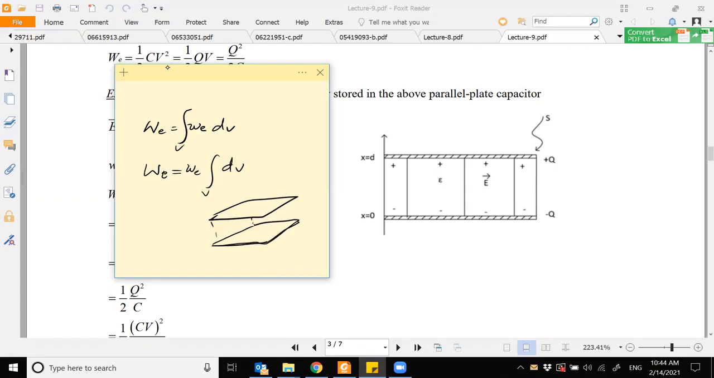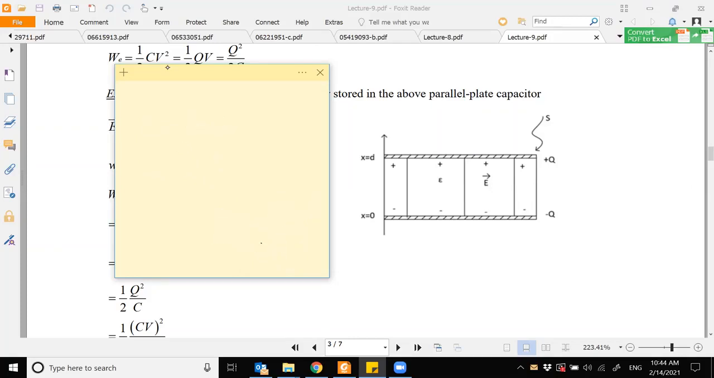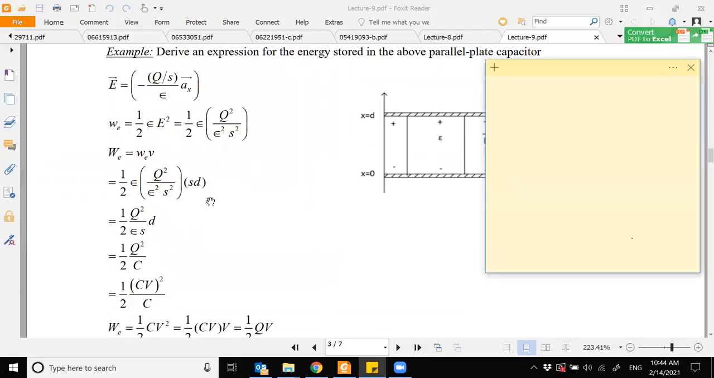We don't know length and breadth individually, but we know their product. Length multiplied by breadth is nothing but the surface area. So this surface area multiplied by this height d will give me the volume between these two plates where our electric field exists. And that is given by S multiplied by d.